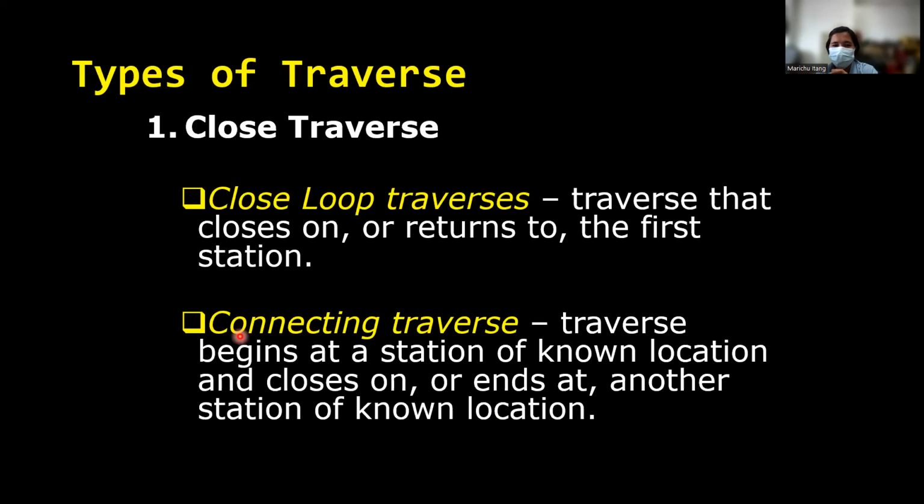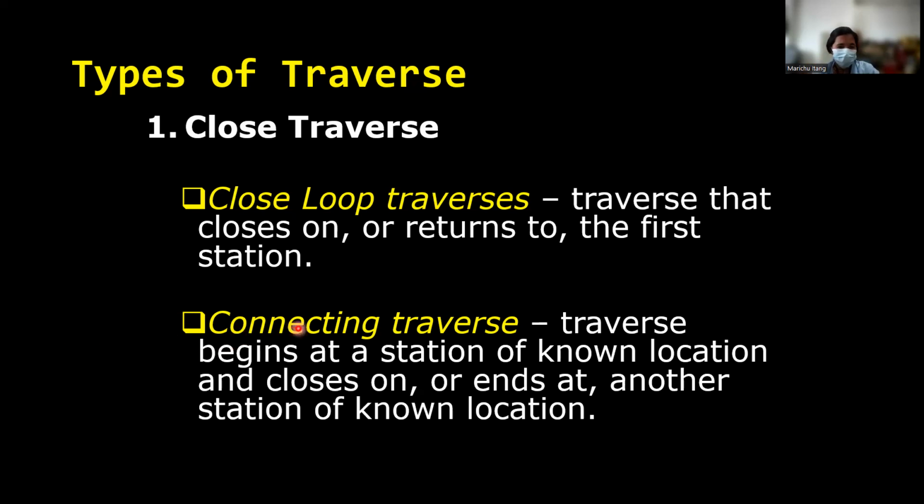So we have different types of traverse. We have the closed, the open, and the linked traverse. The closed traverse has two classifications: the closed loop and the connecting traverse. When we say closed loop traverse, this is a traverse that closes and returns to the first station. Let's say, for example, it would create the shape of a regular polygon, like a rectangle, triangle, quadrilateral. As long as where you start the point, you also end there.